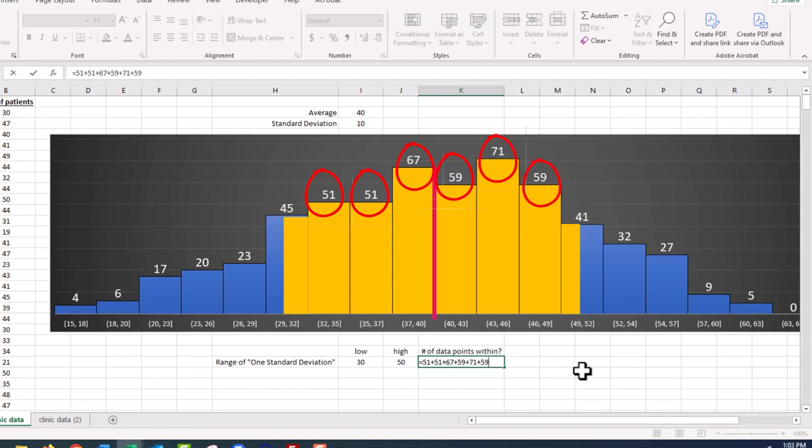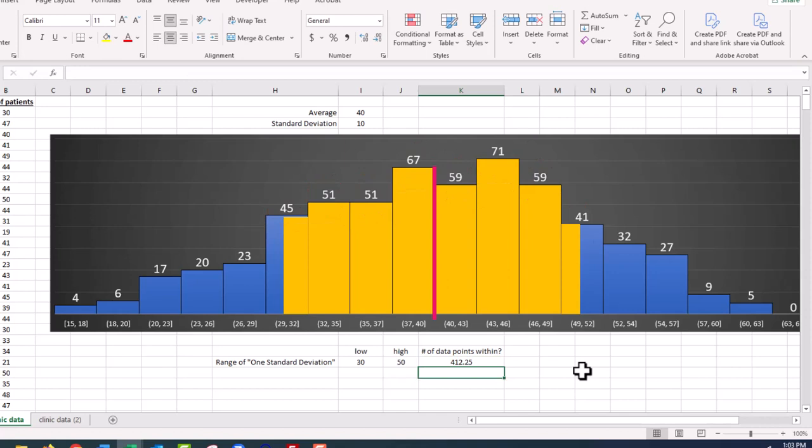But now I've got to take some of the fractional ones, these ones that I had to Camtasia edit. So I'm going to take 3/4 of that 45, and I'm going to take half of that 41. And that tells us that just about 412 data points are within the one standard deviation. Okay. Now, that in and of itself is not interesting. And the quiz doesn't stop there.